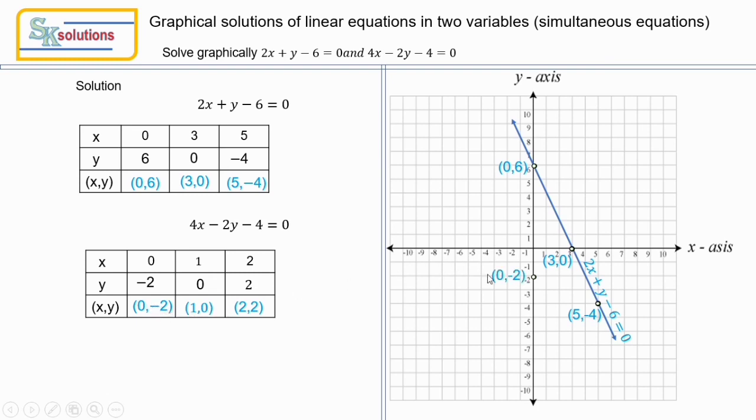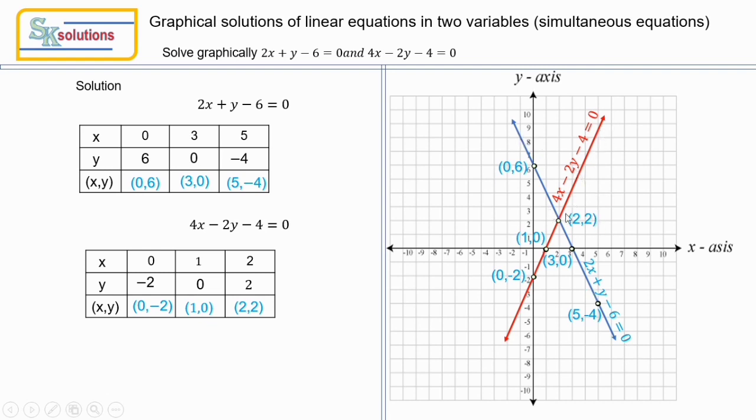Here you have 0 minus 2 and then you have 1 0 here, then the point 2 2 is here. And if you draw the line here, we can get a straight line and its equation is 4x minus 2y minus 4 equal to 0.